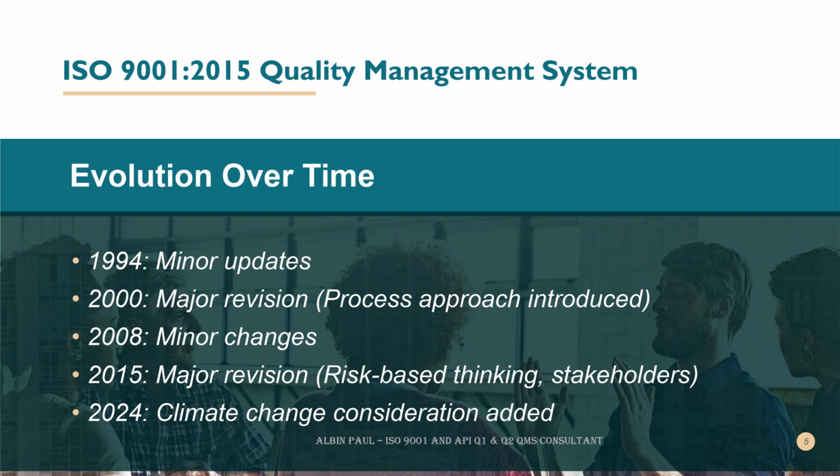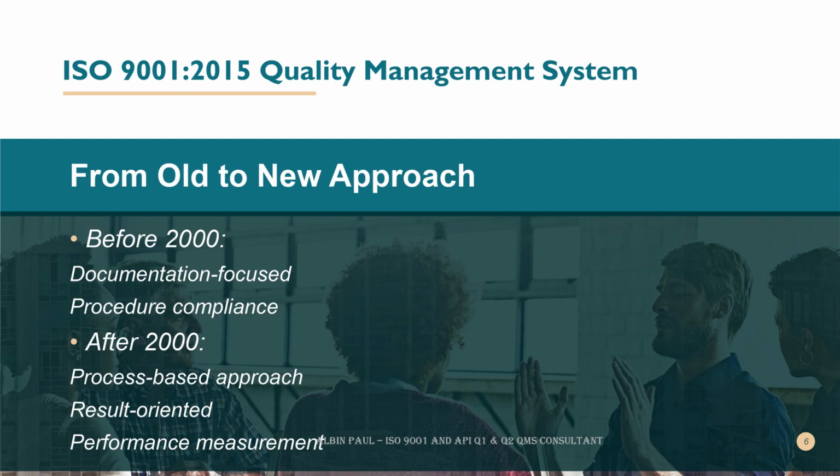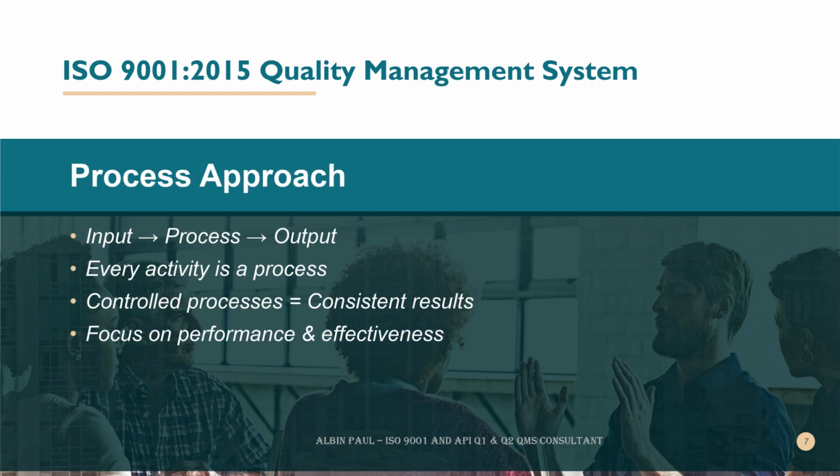In the coming sections we will share more details about the process approach, but for this introductory session we will just share what it means. Simply put, a process is where input is converted to output through an activity. Every activity in your organization is a process. And if you control your process well, you get consistent results. So ISO 9001 started focusing on process performance, measurable results, and continual improvement, and not just paperwork.